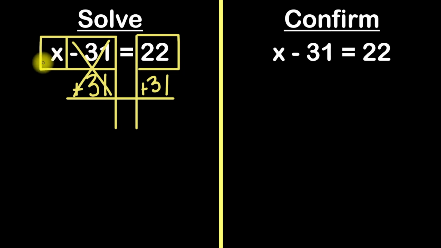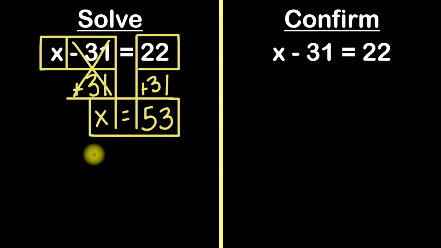Because we want to get the variable x by itself, which it is now because this is gone, it canceled out. So now I'm going to bring the x down. I'll bring down the equal sign. Then we just need to add 22 plus 31. 2 plus 1 is 3. 2 plus 3 is 5. This means that our solution to this equation is x equals 53.